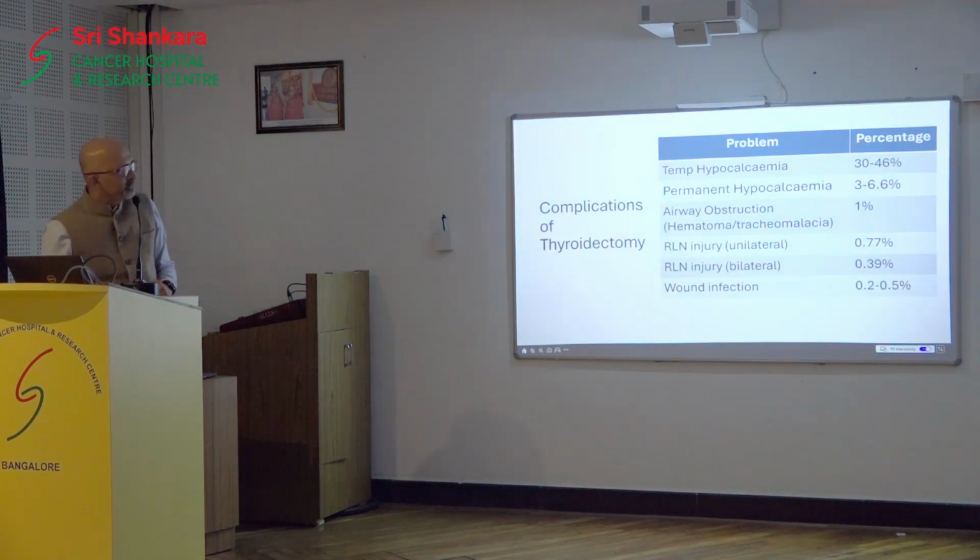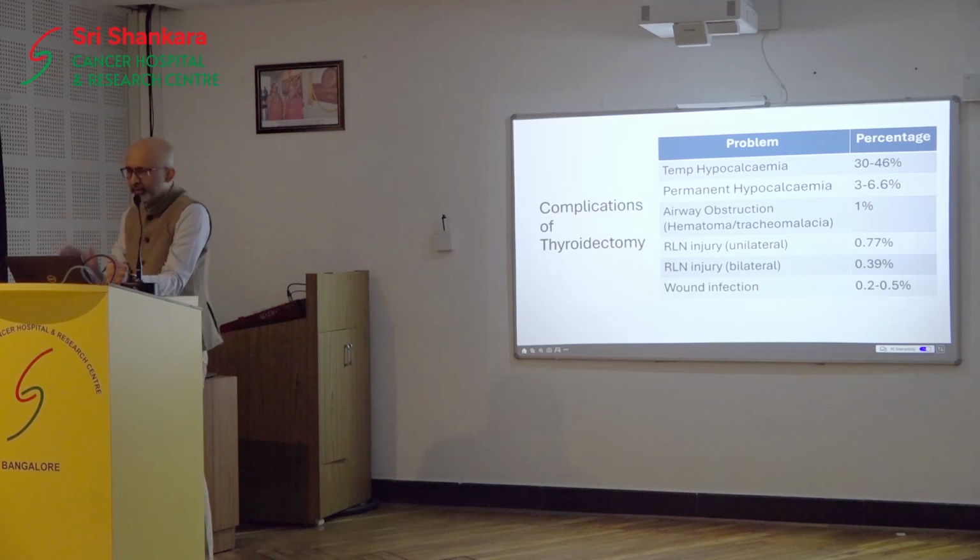Quickly going to the complications. This is how the most common complications of thyroidectomy look. This is the literature. The two most common are temporary hypocalcemia, and permanent hypocalcemia, which is about 3 to 6% in the world literature which I had pointed out or seen in the various literatures. I think somewhere between 1 to 6.6% is what is seen across. Airway obstruction because of hematoma and tracheomalacia is about 1%.